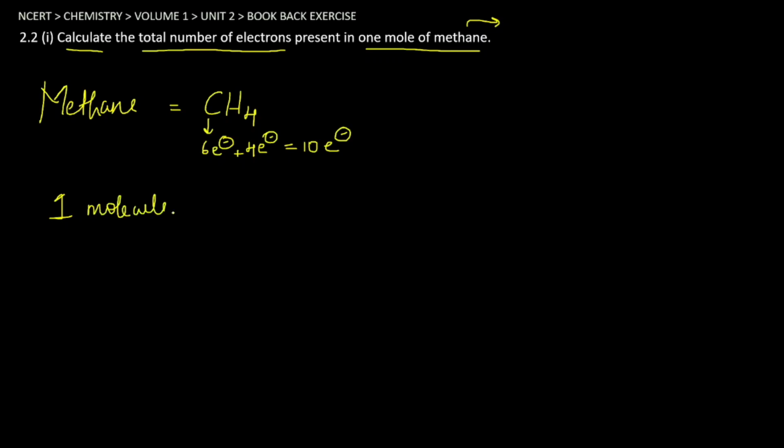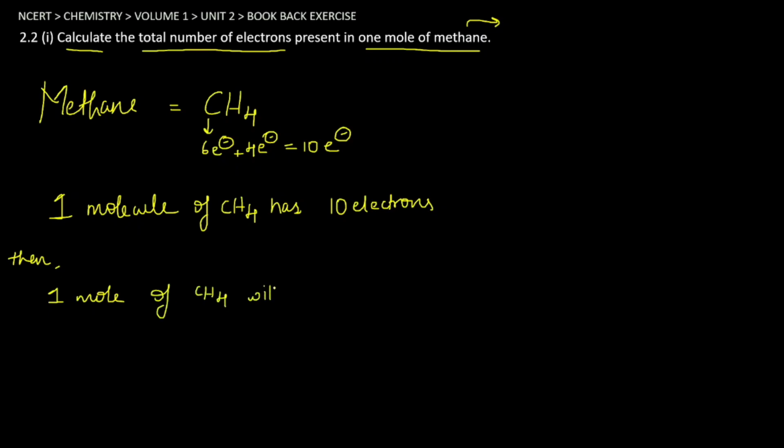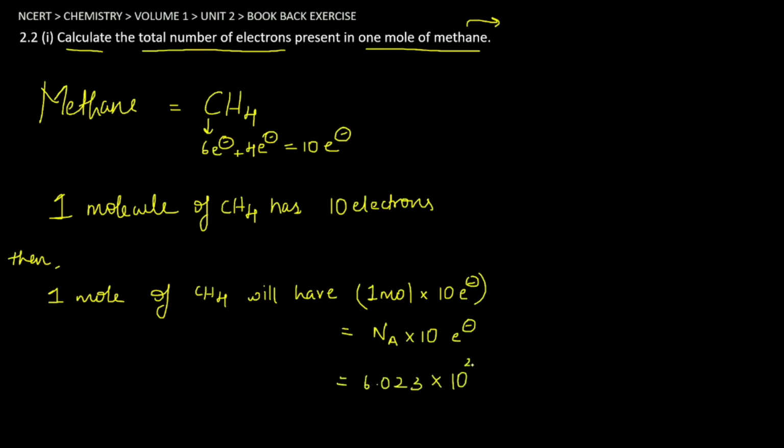If one molecule of methane has 10 electrons, how much will be there in 1 mole of methane? You just need to multiply by 1 mole. So first we'll write: 1 molecule of CH4 has 10 electrons. Then 1 mole of CH4 has 10 into 1 mole. What is the value of 1 mole? 1 mole can be written as Na, which is Avogadro number, into 10 electrons. The value of Na is 6.023 into 10 power 23, into 10 electrons. On multiplying, we'll get 6.023 into 10 power 24 electrons.